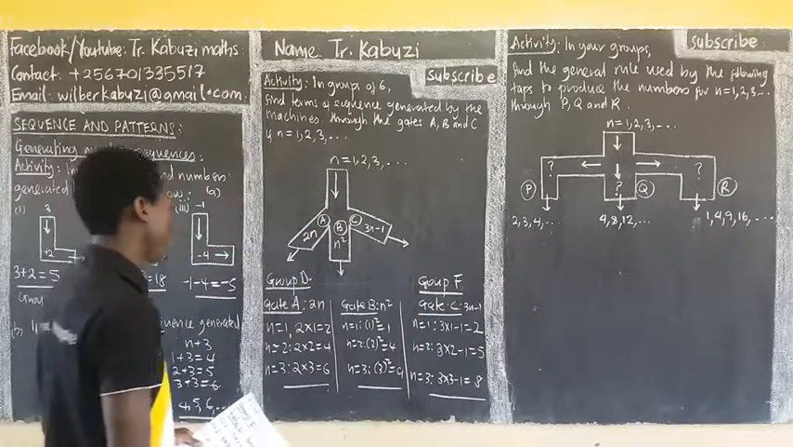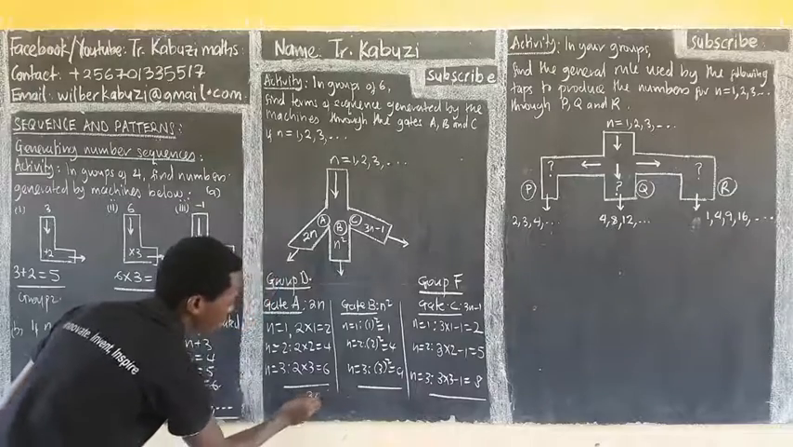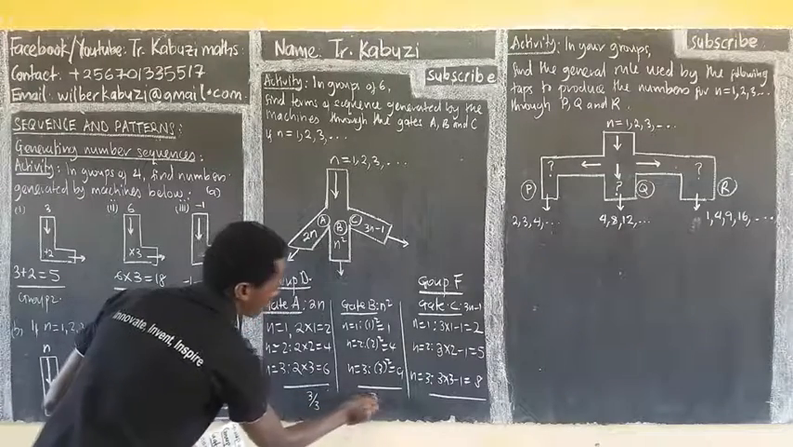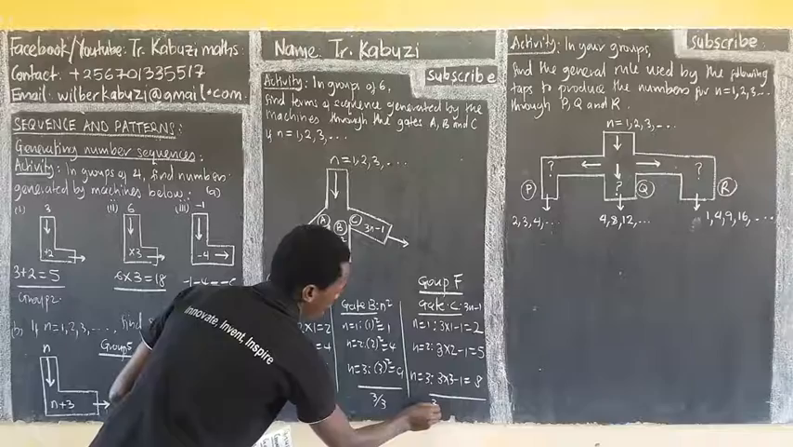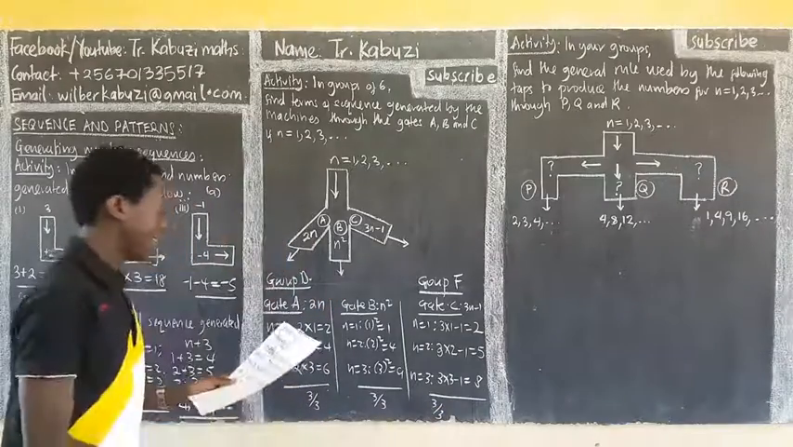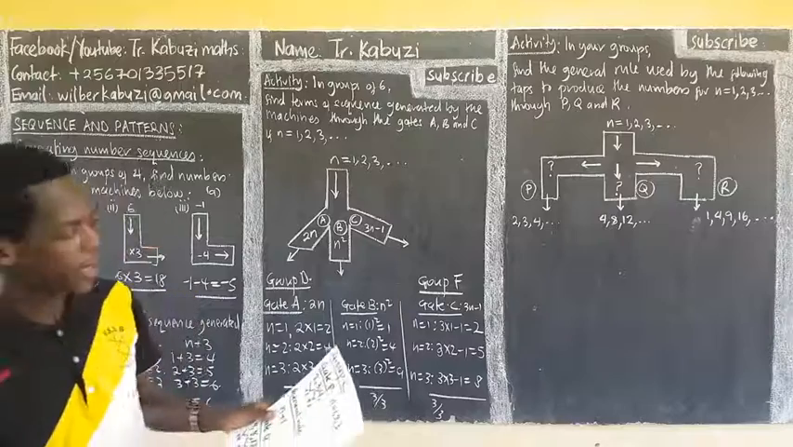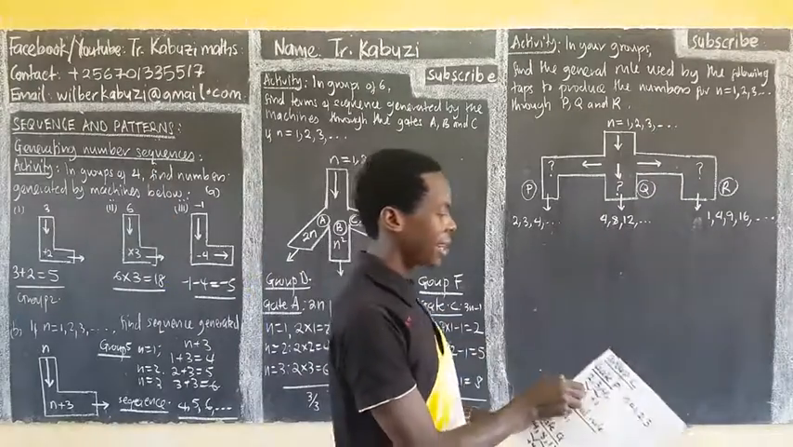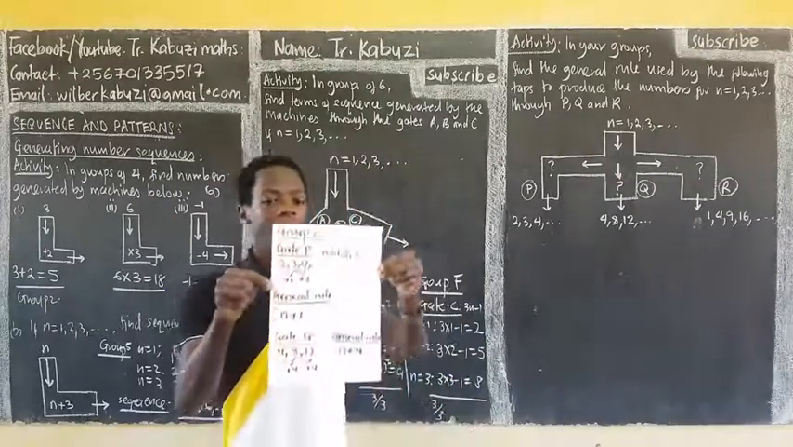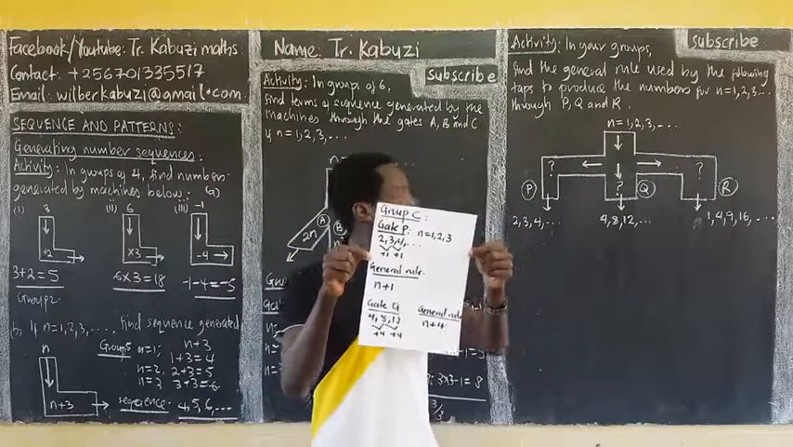So you give 3 marks here, 3 out of 3, 3 out of 3, then also here 3 out of 3. So then we go to group C. So group C, they handled this activity, and this is how they presented their work.